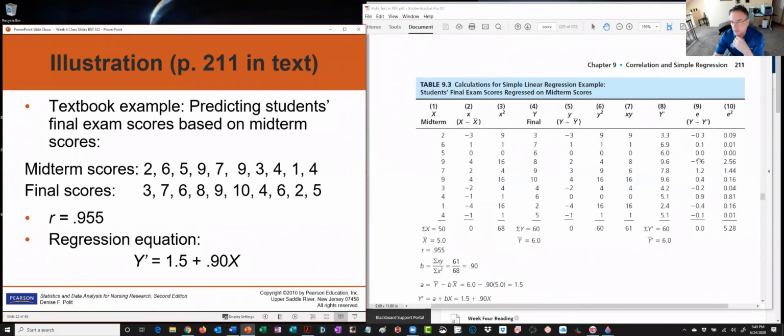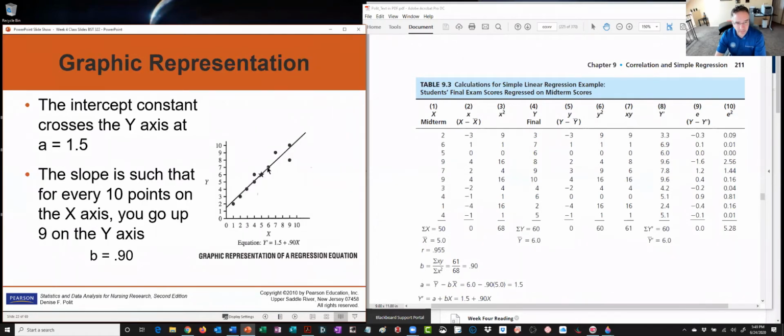So the correlation here is pretty tight, right? 0.955. So remember, our values vary from 1 to -1, and this is a positive correlation. So the higher the midterm score, the higher the final score. That makes sense. And this is our regression equation once we solve that equation of the line. Again, the points fall along the line pretty strong here. So this is a pretty strong correlation, right? 0.95. We've got a very strong correlation.